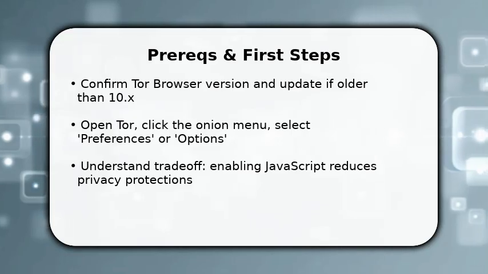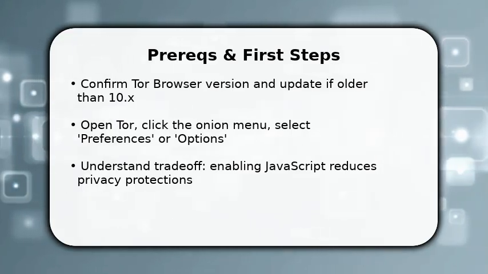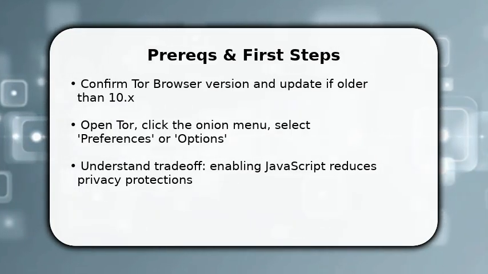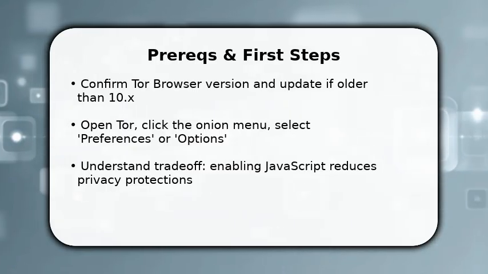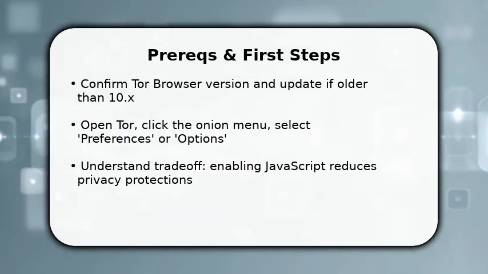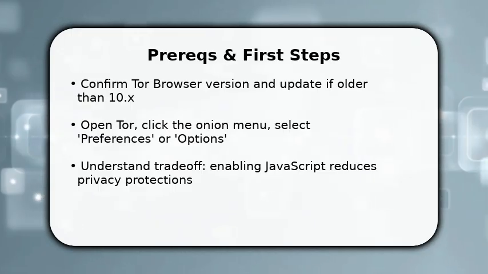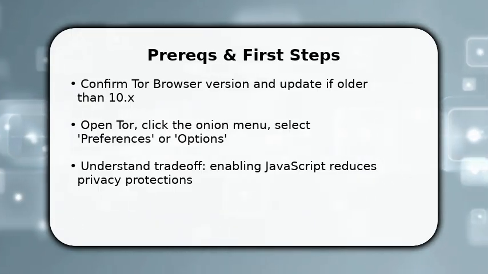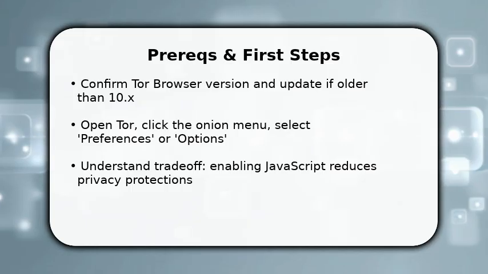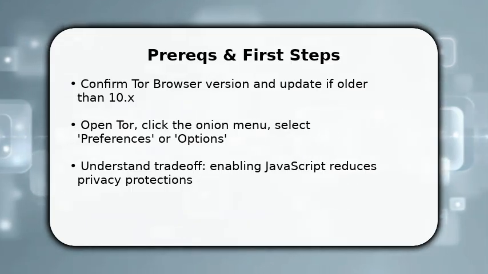Enjoy the video. You start by confirming prerequisites. Make sure Tor Browser is up to date and that you understand the privacy trade-offs. Once done, open Tor, click the Onion menu at top left, and choose Preferences or Options. You need to enable custom settings rather than the default security slider.